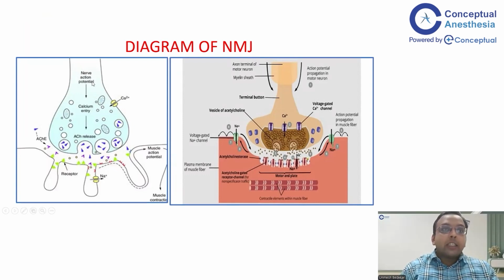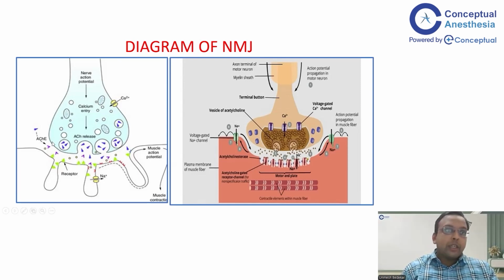So whenever there is a nerve action potential, there is entry of calcium, which causes the release of acetylcholine, which is stored in the nerve endings. Now, this acetylcholine traverses the neuromuscular junction, goes on to the muscular part through the sodium channels, activates the muscle action potential, leading to muscle contraction. So basically, acetylcholine is the neurotransmitter which is responsible for the continuity of the neuromuscular junction.